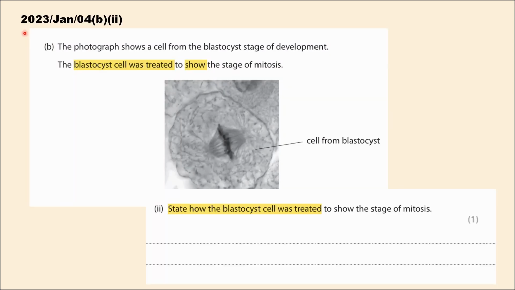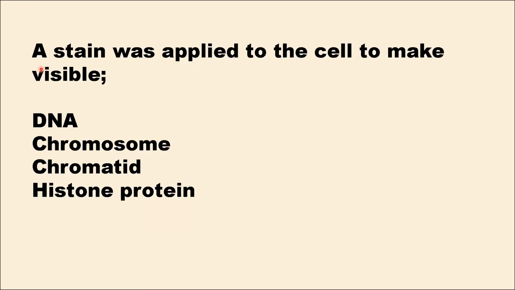The next question is from the 2023 January paper. It's about a blastocyst. The blastocyst cell was treated to show the stage of mitosis, and the question is to state how the blastocyst cell was treated to show the stage of mitosis. So if you want to see these chromatids very clearly, then you have to go for a staining. The answer is a stain was applied to the cell to make one of them visible. You have to be very specific with your answer. You have to say which structure you have to stain.